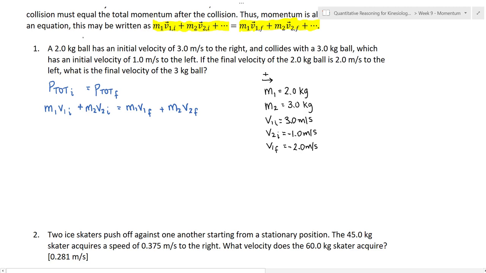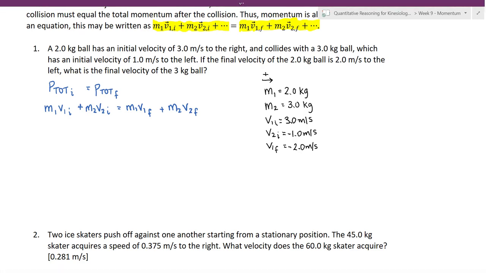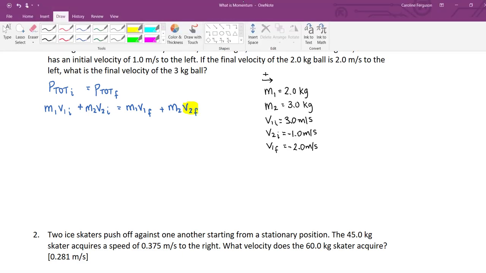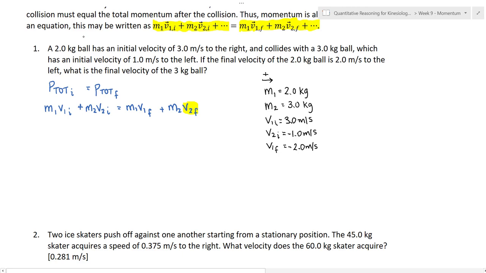The question's asking, what is the final velocity of the 3 kilogram ball? So which variable is that? The 3 kilogram ball was ball 2, so that's m2. And we want to know the final velocity, so that's this variable here, v2 final. That's what we're trying to solve for. So before subbing in any values, we can isolate for that v2 final. I'm going to do that right now.